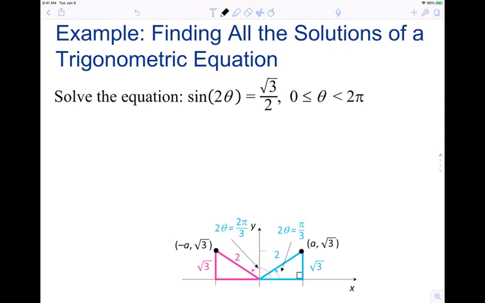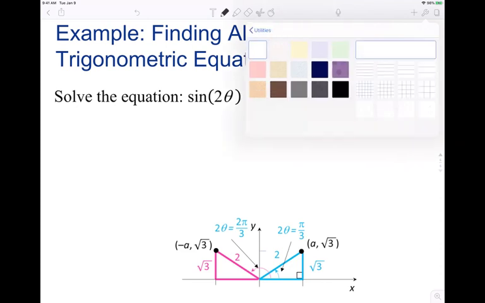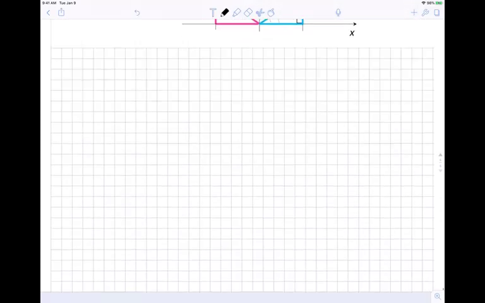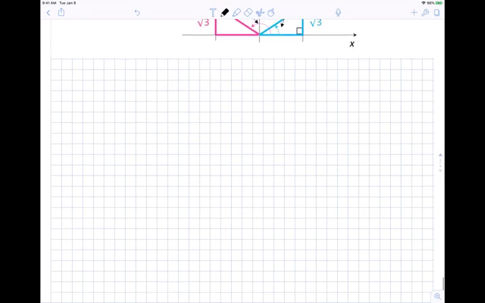We're actually going to solve this equation. So we have sine of 2 theta equals root 3 over 2. Okay, so I'm going to go back to paper. I'm going to pull up my graph paper. Sine of 2 theta equals the square root of 3 over 2.